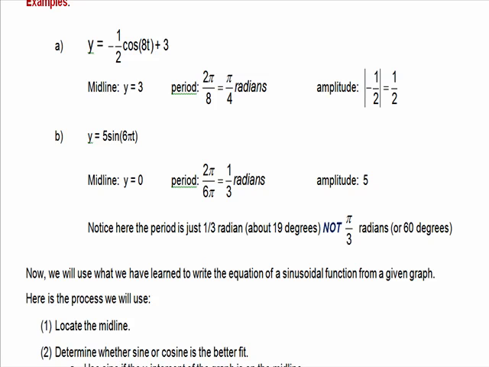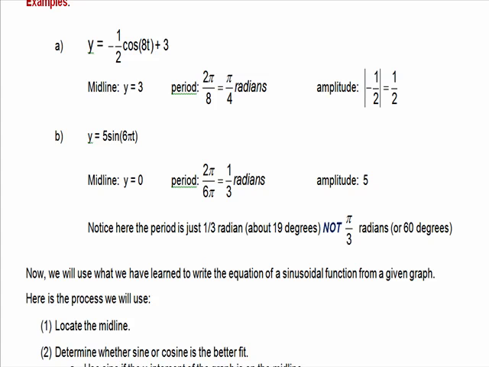Notice there's a pi in there. So we actually get 1/3 of a radian. So not 1/3 pi, it's actually 1/3 of a radian, about 20 degrees or so. And then lastly, our amplitude is the absolute value of 5, and so our amplitude is 5.